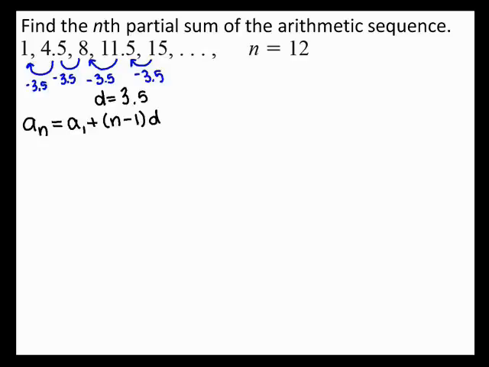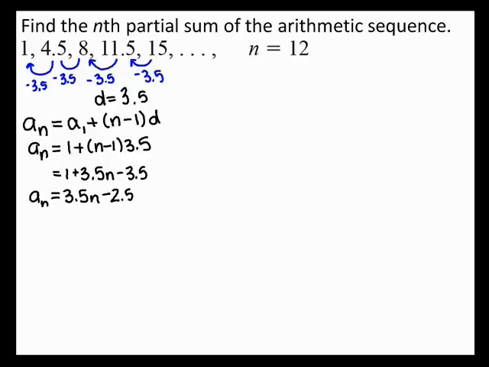Substitute 1 in for a sub 1 and 3 and 5 tenths in for D. Simplify n minus 1 times 3 and 5 tenths. Simplify 1 minus 3 and 5 tenths. You find that a sub n is equal to 3 and 5 tenths n minus 2 and 5 tenths. Substitute 12 in for n. Simplify 3 and 5 tenths times 12. Simplify 42 minus 2 and 5 tenths. You find that a sub 12 is equal to 39 and 5 tenths.